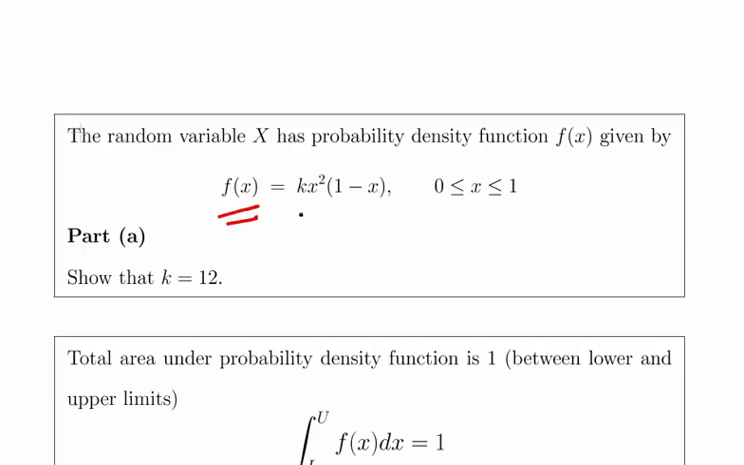f of x equals kx squared times 1 minus x. The range of values that x is valid for, or that we have a PDF for, is essentially between 0 and 1. Okay. Show that k is equal to 12.